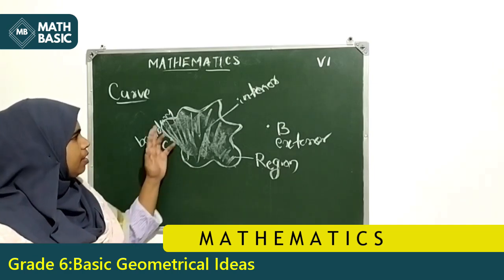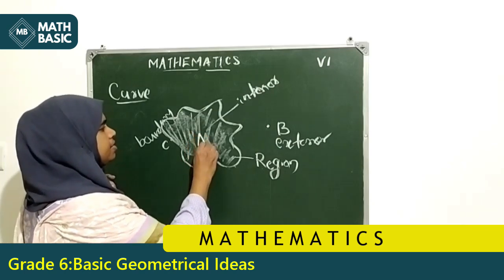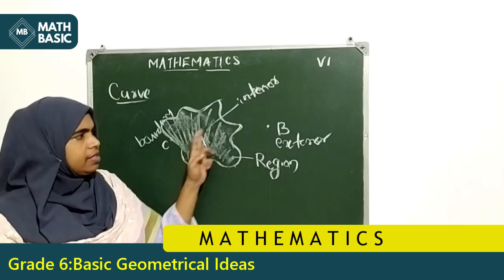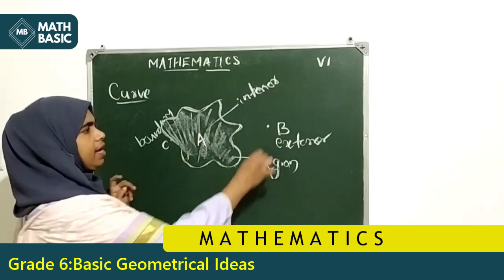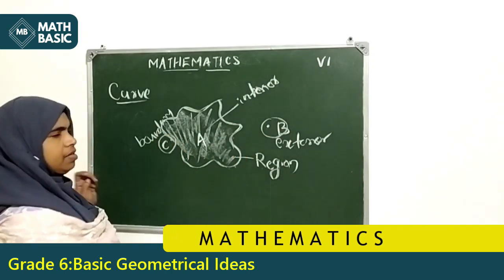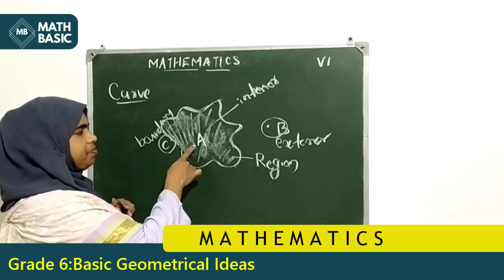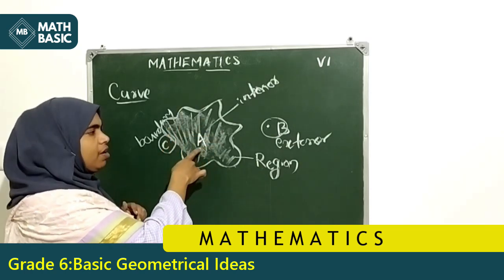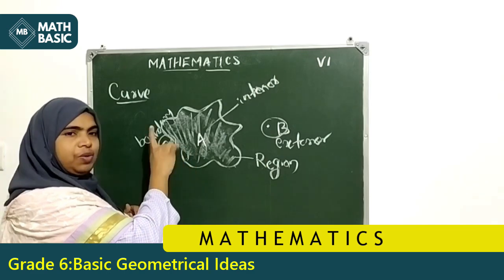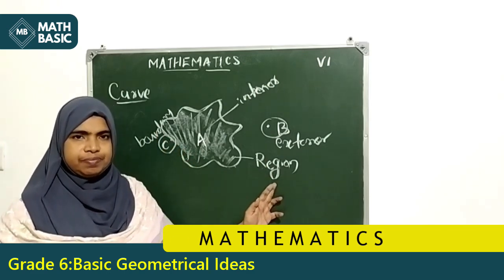This is a closed curve. Here this point A is interior, this point B is exterior, this point C is on the boundary. And the interior of the curve together with its boundary is called the region.